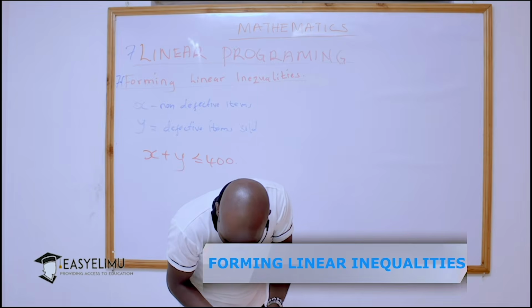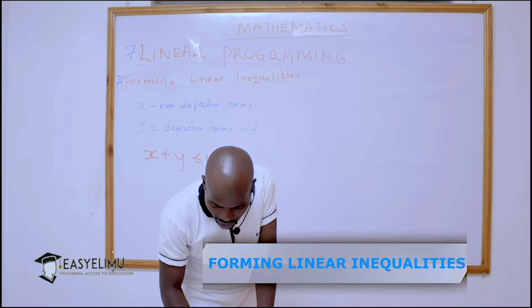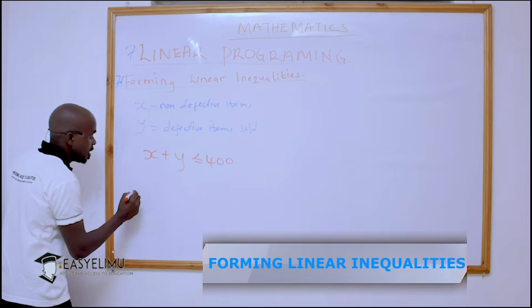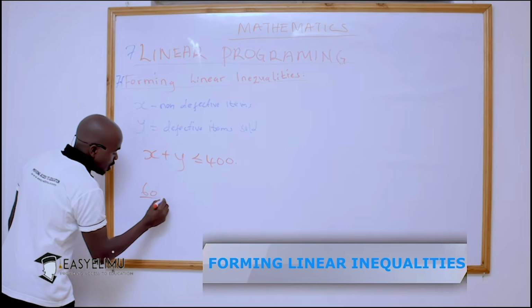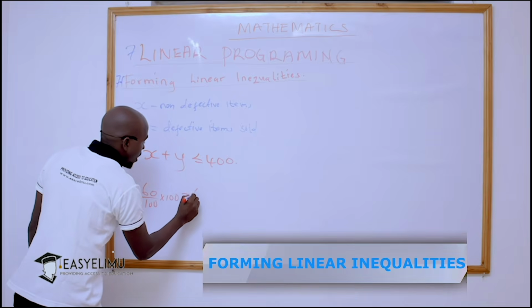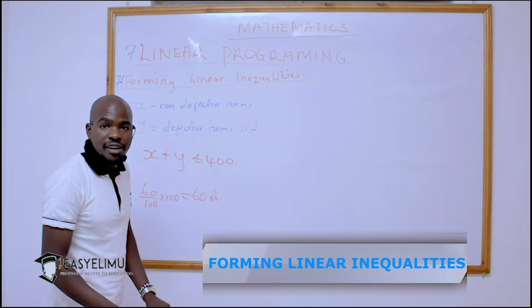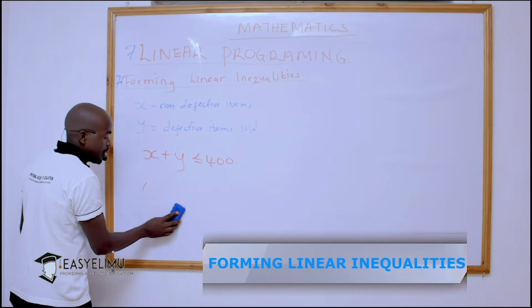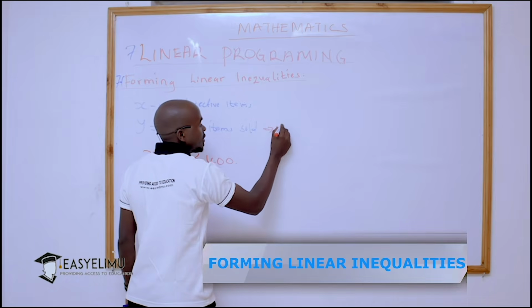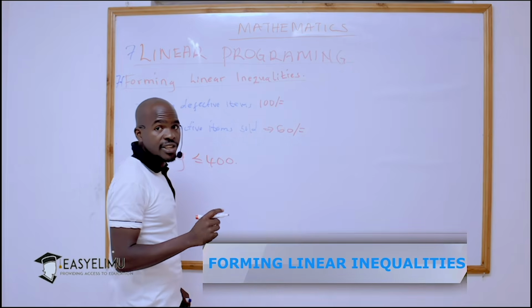So we find that the non-defective items are sold at 100 each, while the defective ones are sold at a 40% discount. So if we take a 40% discount, we are finding it will be 60%. You take 60 over 100 multiplied by 100 shillings per defective, and you find it's 60. So the defective items, which are Y, are sold at 60 shillings, and the non-defective ones are sold at 100 shillings each.